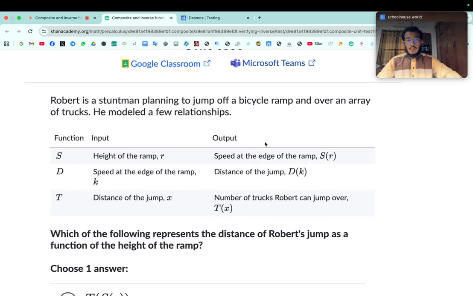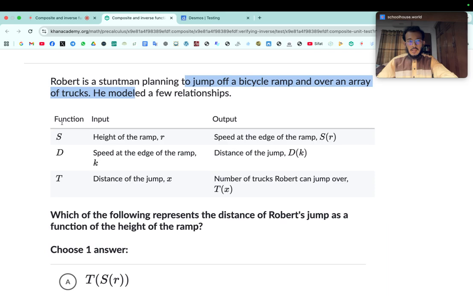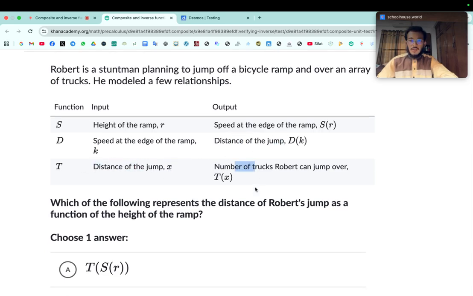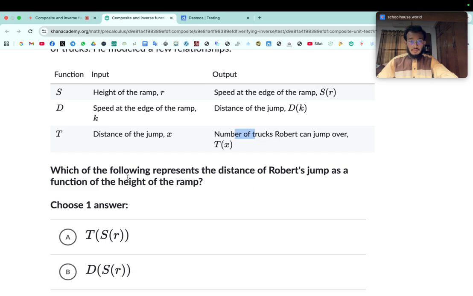Robert is a stuntman planning to jump off a bicycle ramp and over an array of trucks. He modeled a few relationships. For function r, the input is the height of the ramp and the output is the speed at the edge of the ramp. For g, the input is the speed at the edge of the ramp and the output is the distance of the jump. For t, the input is the distance of the jump and the output, t of x, is the number of trucks Robert can jump over.